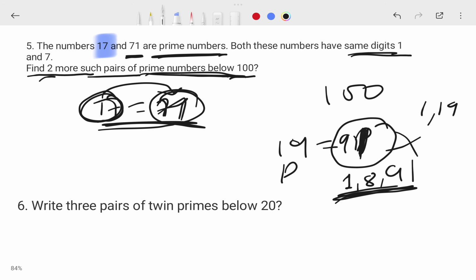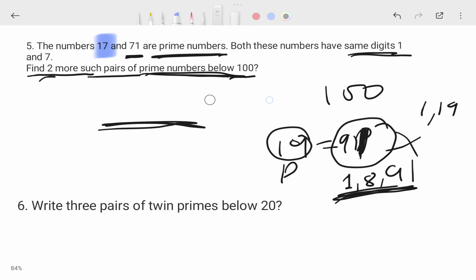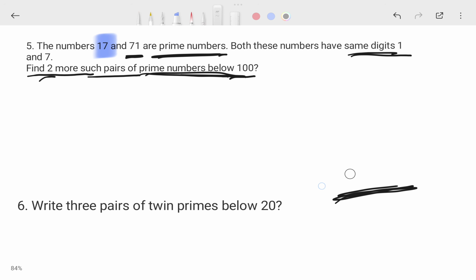So we have to write a number which is prime, and after reversing its digits, whatever number it becomes, it has to be a prime number also. And the number has to be below 100. Okay? So let's check it out.